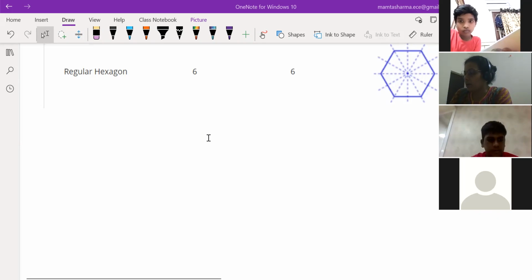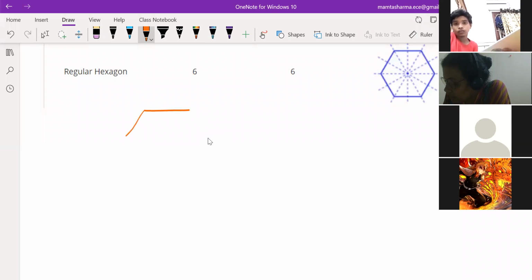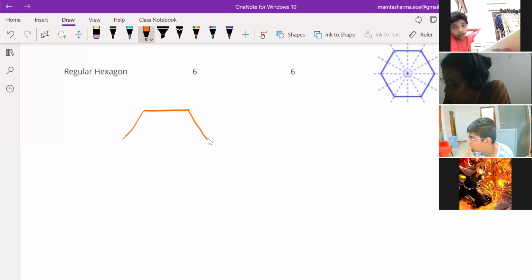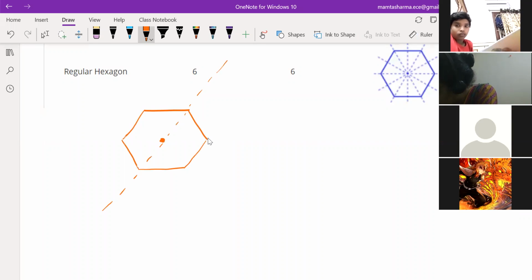Okay. So a regular hexagon will have how many sides? 6. 3 upside and 3 below this. Okay. This would be a regular hexagon. Now see from the center. If this is the center, you can fold it either along this line. It will divide into 2 equal halves.